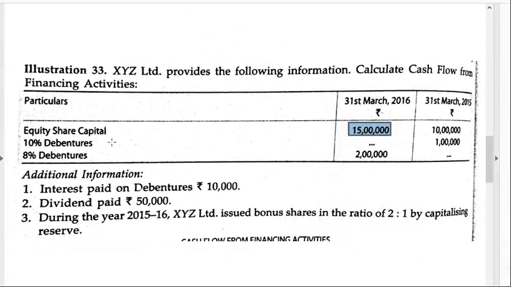Now, next, 10% debentures. The opening balance of 10% debentures is 2 lakh. The closing balance is 0. That means we have paid back these 10% debentures. The whole of the debentures we have redeemed, and there is interest paid on debentures of 10,000.